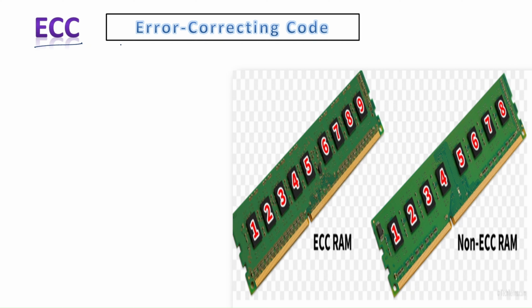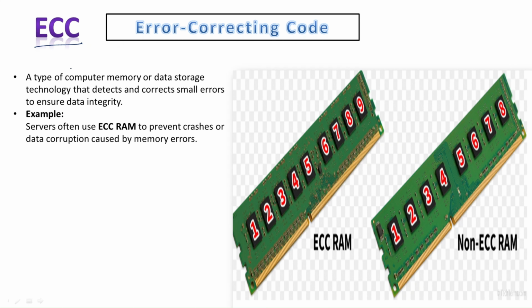ECC, that is error correcting code. So it is a type of computer memory or data storage technology that detects and corrects small errors to ensure data integrity. For example, servers often use ECC RAM to prevent crashes or data corruption caused by memory errors.